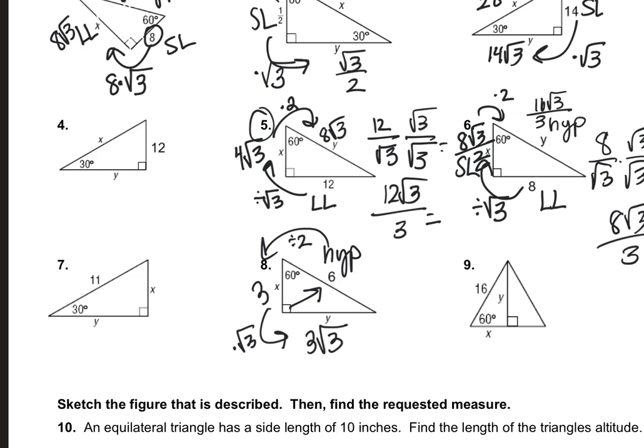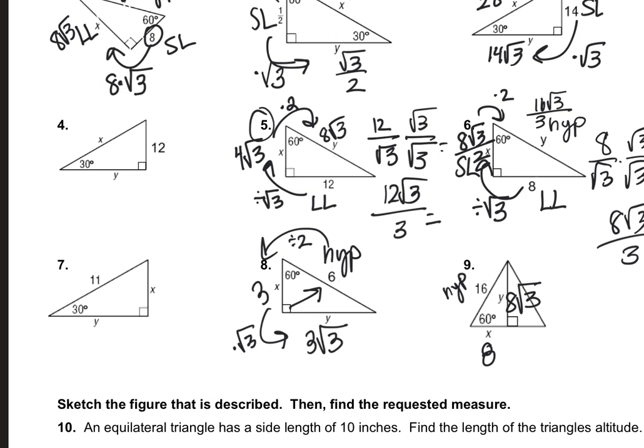So number 9. Hypotenuse is 16. Short leg is what, the hypotenuse? Half. So half of 16 is 8, and then long leg is what, the short leg? Radical 3 times the short. Questions on 30, 60, 90?